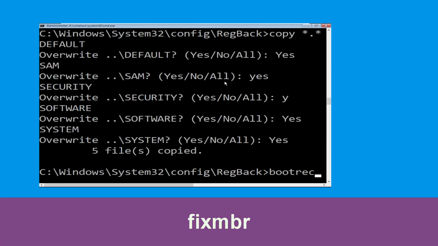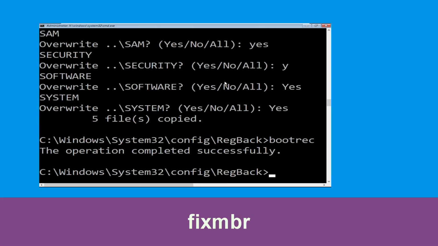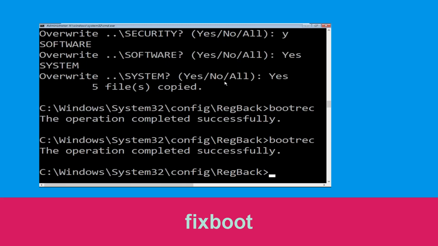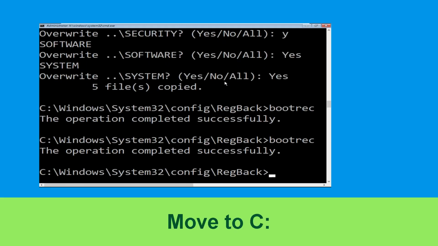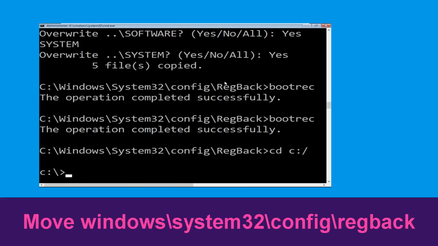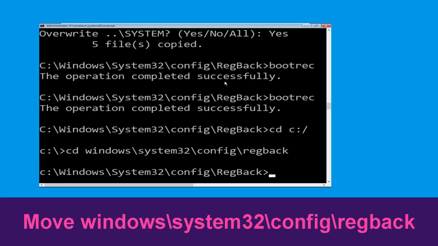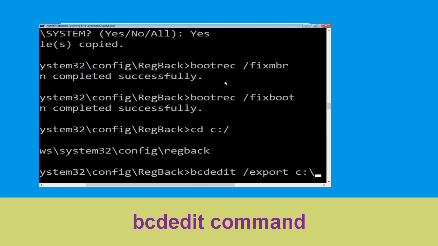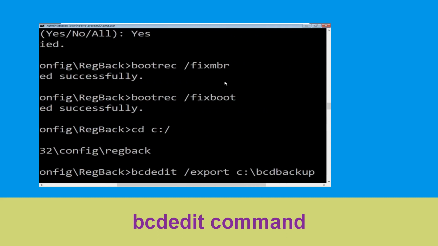Now type bootrec space /fixmbr and hit enter to execute the command. Now type bootrec space /fixboot and hit enter to execute. Now execute this command cd space c:/. Now type this command cd space Windows /system32 /config /regback and simply hit enter to execute the command. Now type this command bcdedit space /export space c: /bcdbackup and hit enter.